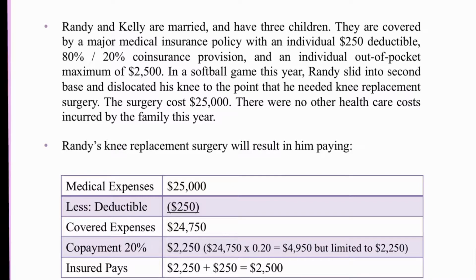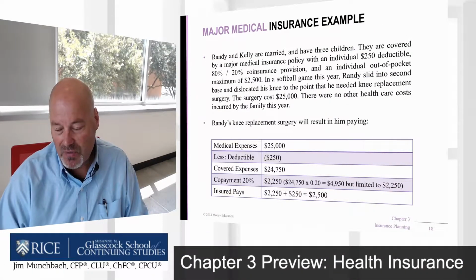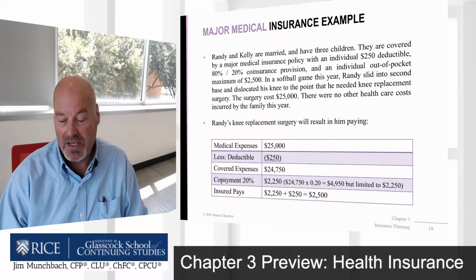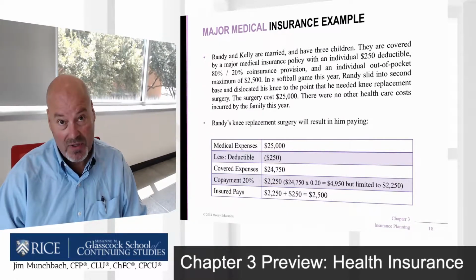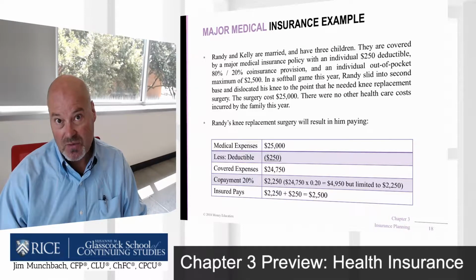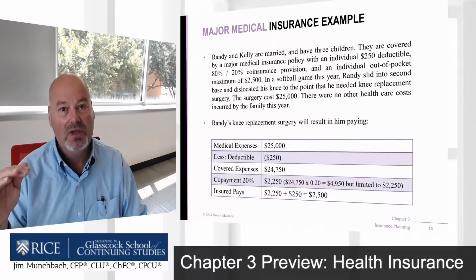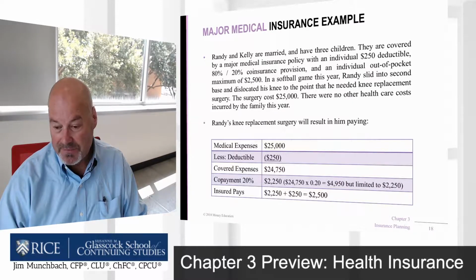This is just another example. You'll see lots of these. The point here is to figure out, with Randy's knee replacement surgery, what is he going to actually pay with his existing plan. So they'll tell you what his plan is in the context of the question, and then they'll ask you to calculate it. And what they're looking for on the exam, in these practice questions as well as the exam, is to make sure you understand how to apply the deductible and the co-insurance, the co-payment, and how much ultimately the insured has to pay out of pocket.